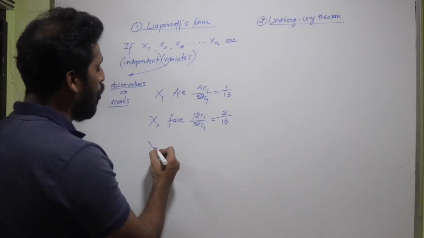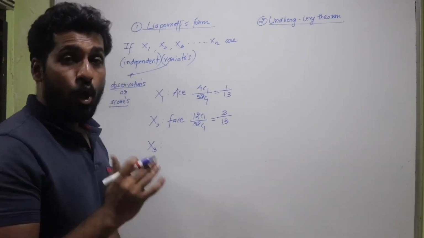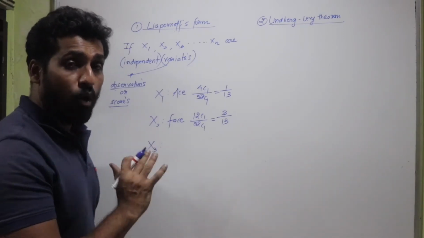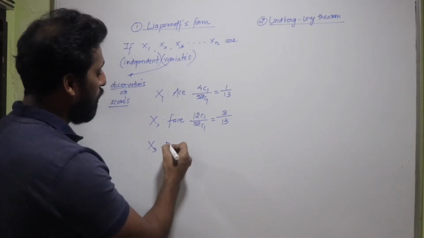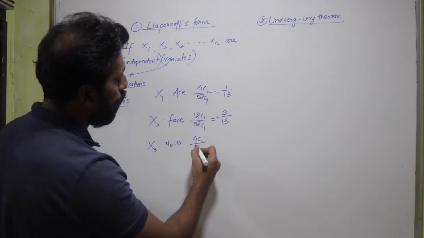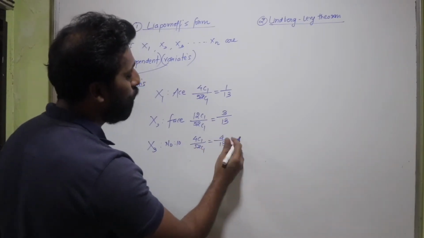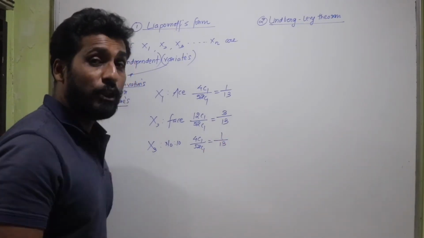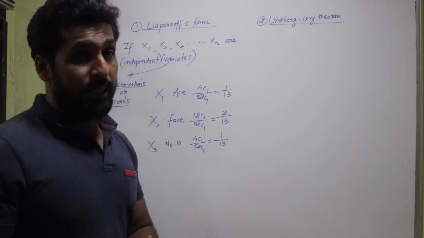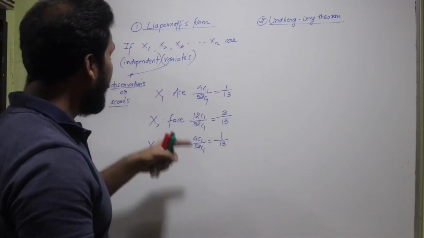I can take one more example. Let us say I take selecting those cards which have the number 10 on them. There are again 4 cards, so it is 4c1 upon 52c1, which again comes out to be 4 upon 52, which is 1 upon 13. So every time you can see that the variates are independent. That is the meaning of x1, x2, x3 and so on being independent variates.